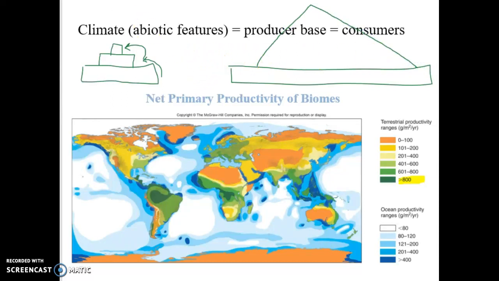Versus, if we look at the other one, like the polar caps, or even, let's just go with the tundra, right there. Those are regions up here. Not much energy there in the tundra. So that means their producer base is really small, which means their pyramid is going to be much smaller, not nearly as many trophic levels. All right, so those are the things we want to look at when we're talking about biomes.